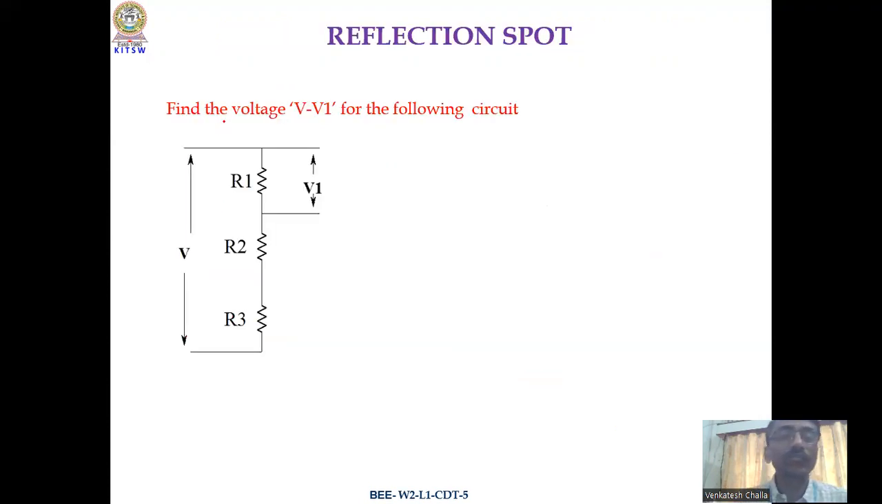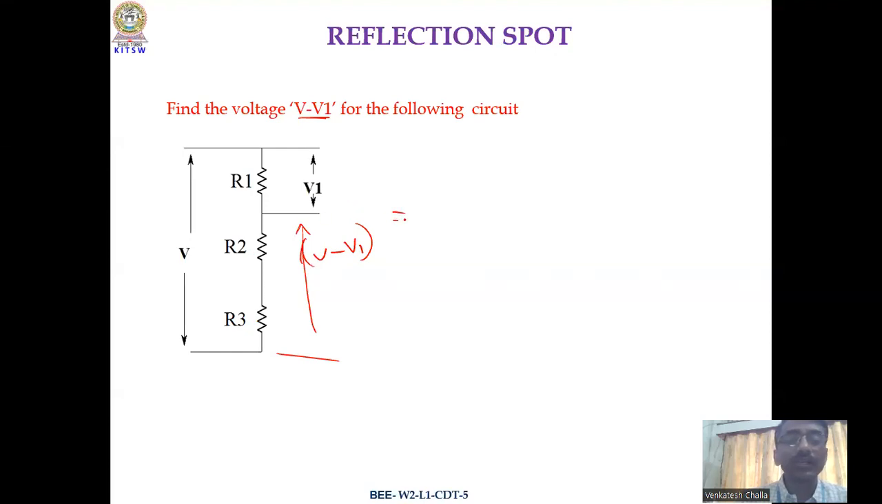So now try this one. Find the voltage V minus V1. So this is the total voltage V, and this is V1. V minus V1 means this one. This will be V minus V1. This voltage you have to find for the following circuit.